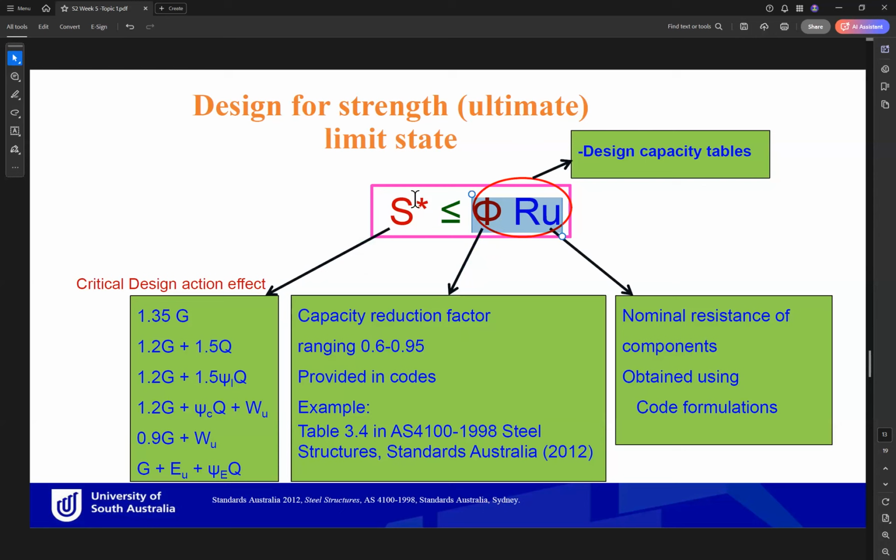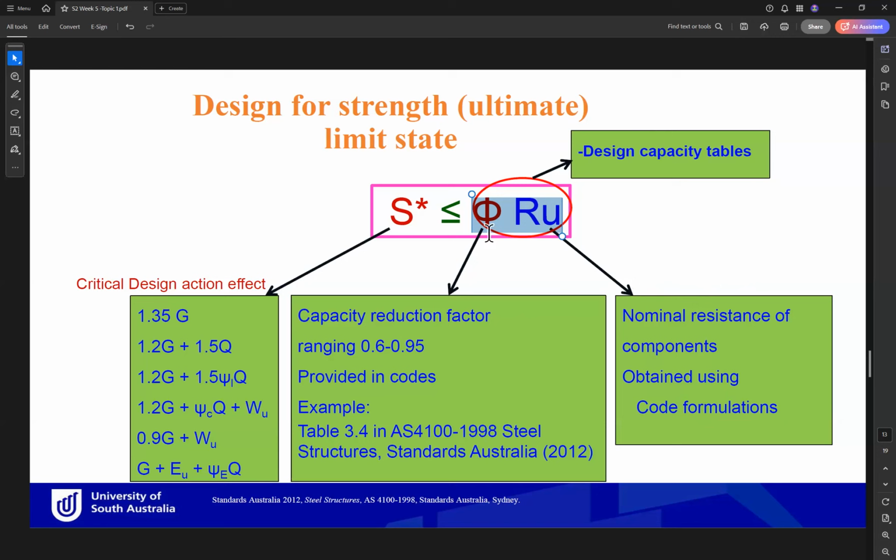So we need to make the balance between S asterisk and phi RU, where S asterisk is the critical design action effect that can be calculated using the ultimate limit state load combinations: 1.35G, 1.2G plus 1.5Q, and so on. The right-hand side is the nominal resistance of the component obtained using the code formulas. In short, it is the maximum resistance of the structure.